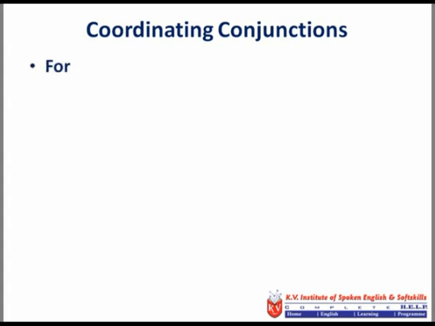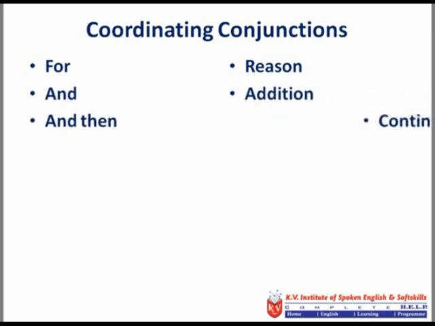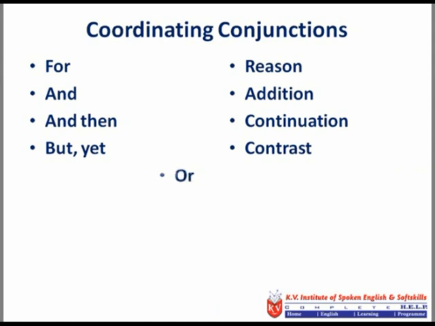For in a sentence is used for a reason, and is used for addition, and then is used for continuation, but or yet can be used for contrast sentences, or is used to join the clauses which have choice. So is used in the clauses which show result.